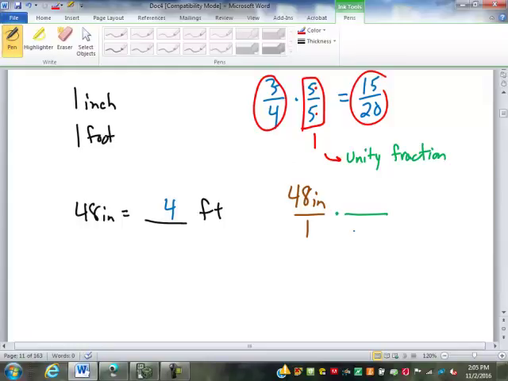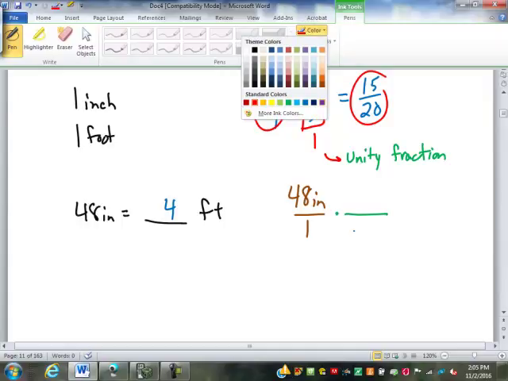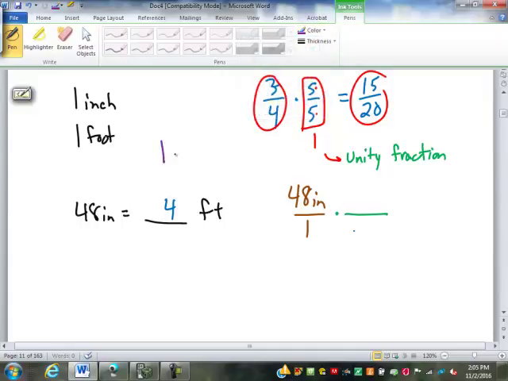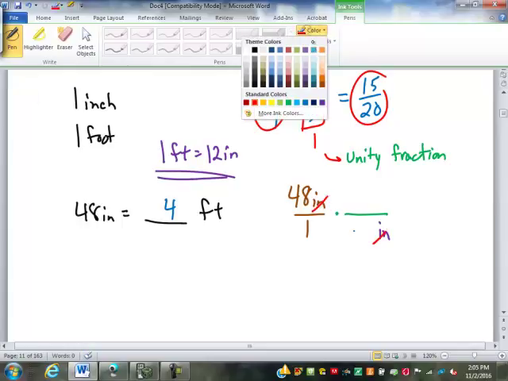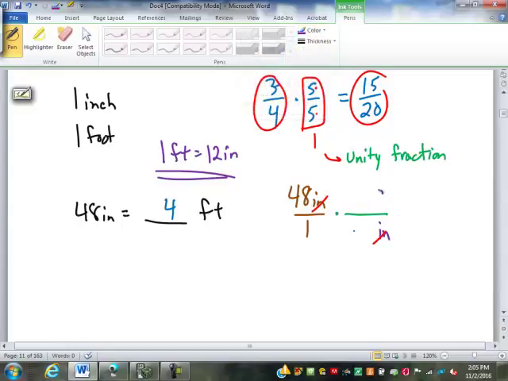Well, when we're doing measurement conversions, our unity fractions look a little bit different. We have this relationship that 1 foot equals 12 inches. We're going to use that to create our unity fraction. Here we're trying to get rid of inches, so we're going to use our rules of fractions to get rid of inches. If I have inches on bottom here, that unit of inches will cross cancel when I do my multiplication. So since I'm working with inches and feet, I'll put feet on top. 1 foot equals 12 inches.